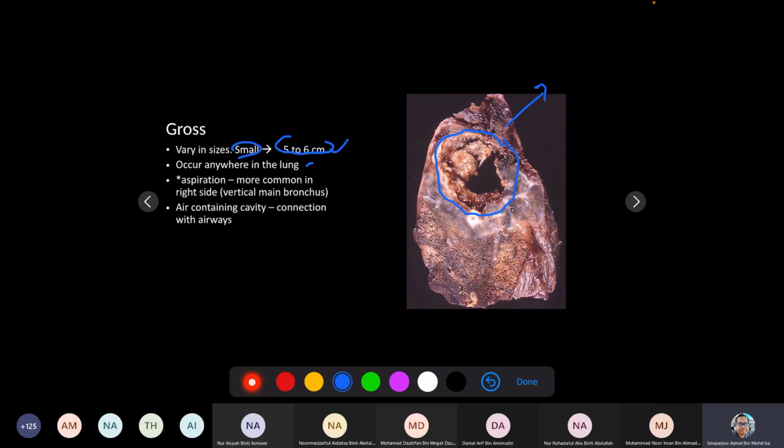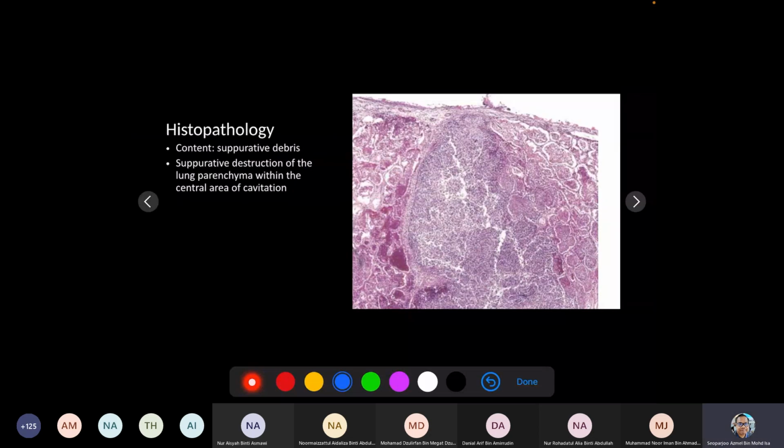If it is caused by aspiration, it is usually more common on the right side instead of the left side. This is because the right main bronchus is more vertical, so aspirated material more easily enters that airway. Next is the air-containing cavity. This is what is called a cavity. And sometimes you can see there's a connection with the large airway. Histopathologically, the content of this cavitation is actually suppurative debris.